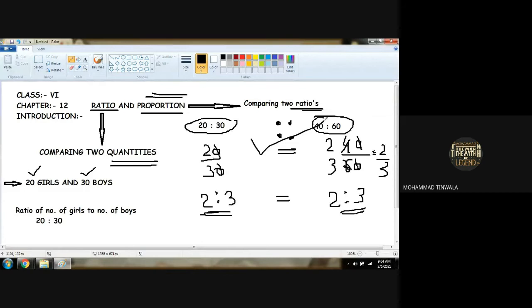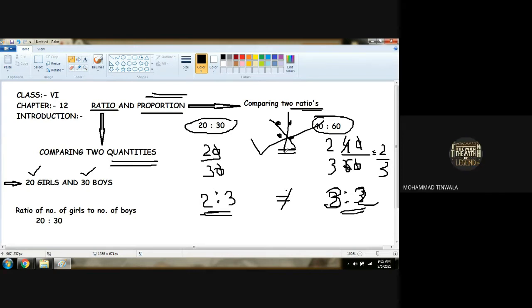Is that clear? Yes. If the ratios are not equal, for example if here we had got 3:2 instead of 2:3, that means both the ratios are not equal. That means both the ratios are not in proportion. Understood, girls? Yes.